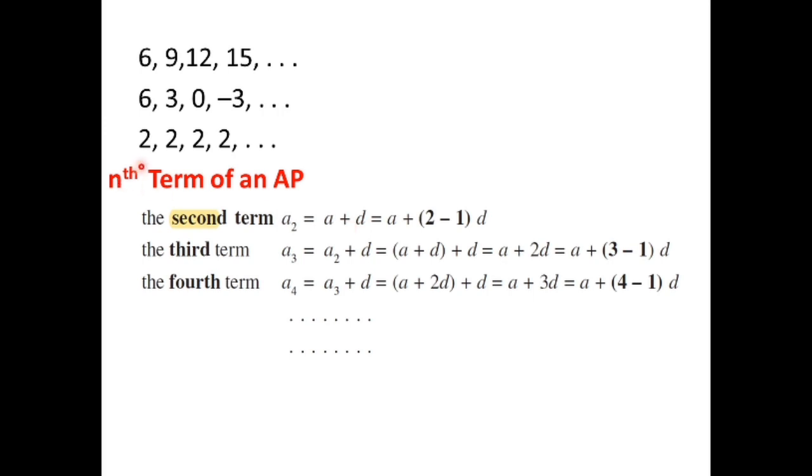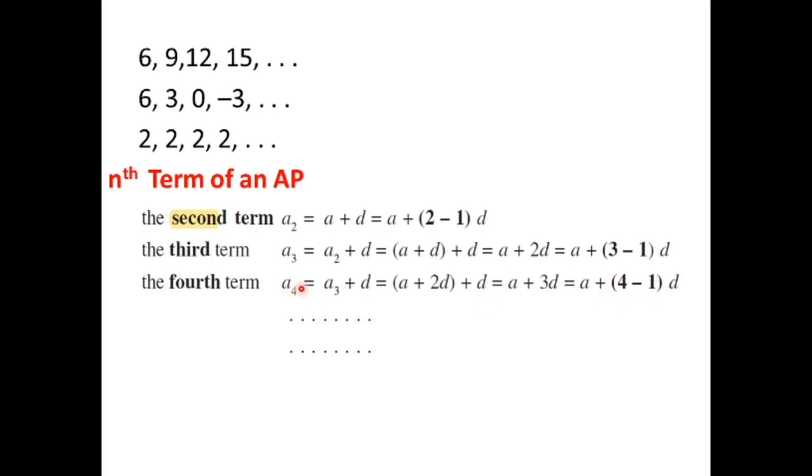But here we have to find the nth term. So better to use n value here. But how to write in terms of n here? We can write this one as n minus 1 into d. Is it clear? Say A2 we can write as A plus 2 minus 1 into d. Same thing here, A3 we know is A plus 2d. Third term will be A plus 2d. But how can you write this one? As 3 minus 1 into d. Same, A4 means A plus 4 minus 1 into d.